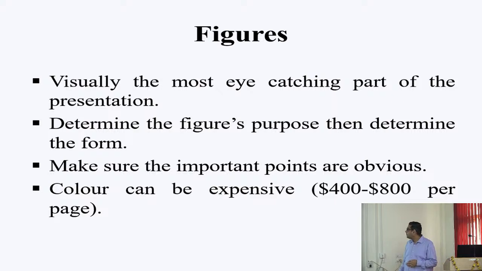Figures are visually the most eye-catching part of the presentation, and they are very important. Determine the figure's purpose, then determine the form. Don't put all the figures in the main text. If you observe some microbe or some structure, it can go in the supplementary as well. Make sure the important points are covered. Colors can be expensive. Journals charge for color figures, 400 to 800 per page. We can ask Tom about it. You can mention that you do not want color figures in print. Online it will be in color, but in print it can be black and white.